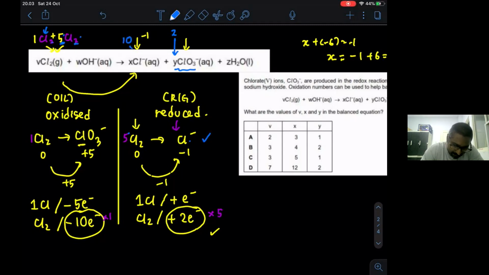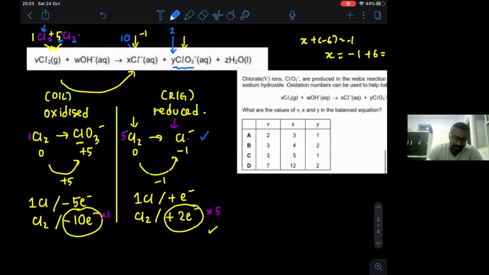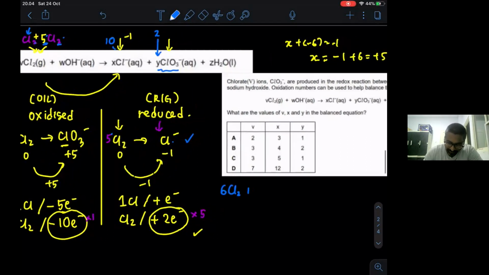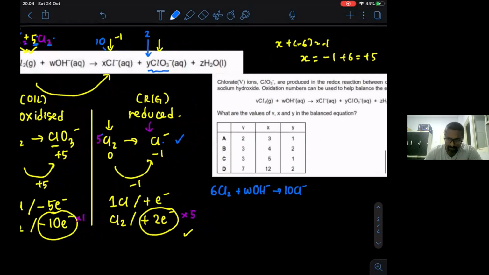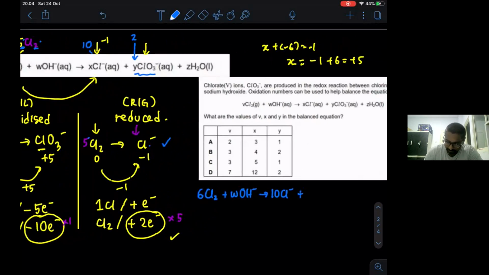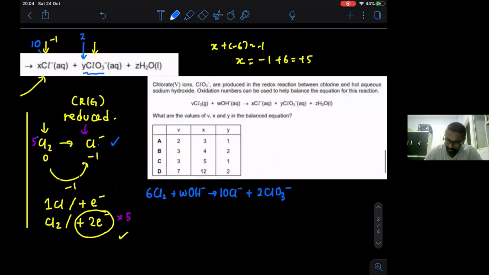And then to give you Cl minus, it's going to be 10. So here, if I rewrite again, do remember Cl2 and Cl2, so that's going to be 1 plus 5, so 6 Cl2. I haven't found out for OH minus yet, to give you 10 Cl minus plus 2 ClO3 minus, and then we have not found out about H2O.